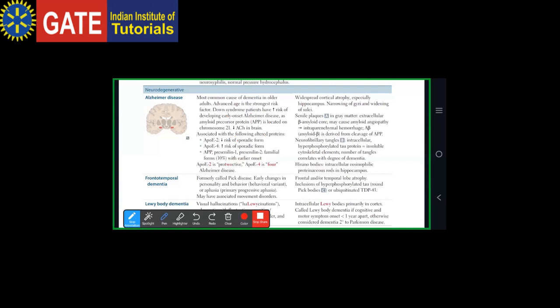Now, how do I differentiate Alzheimer's and Parkinson's? In an Alzheimer's patient, I will first have memory loss. It's not sudden memory loss, there will be insidious memory loss, a very slow progression. So what memory will be affected first? Your episodic memory will be affected first.